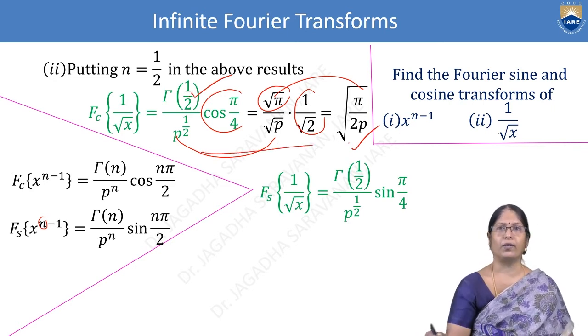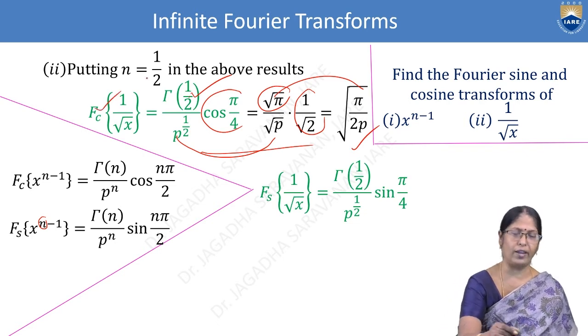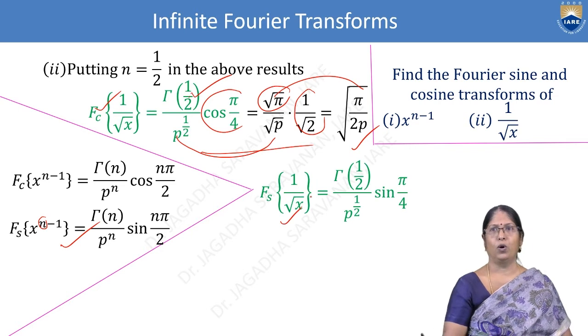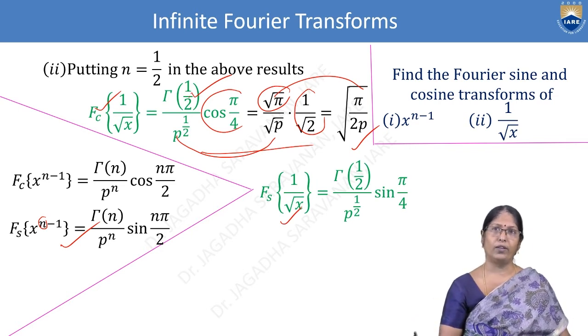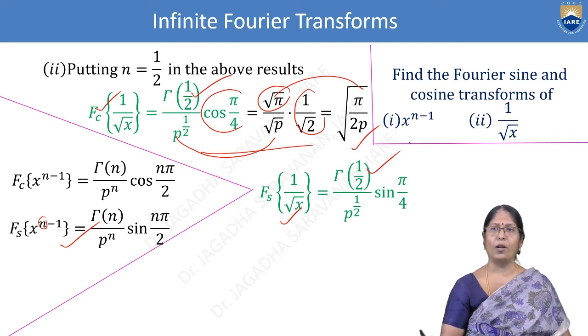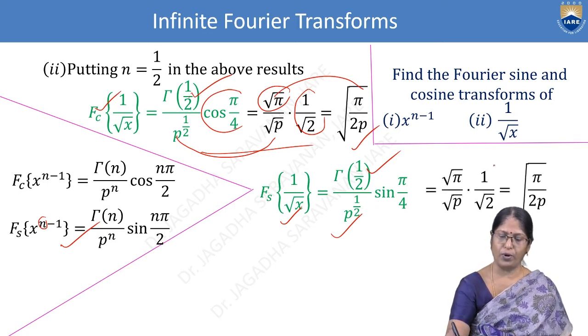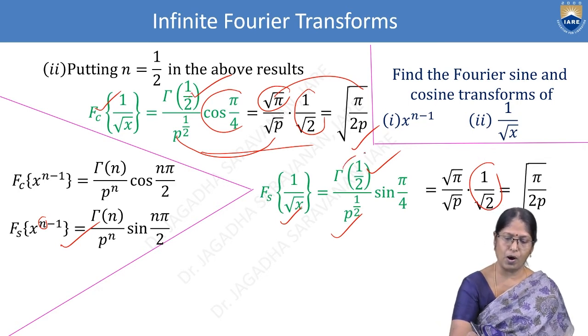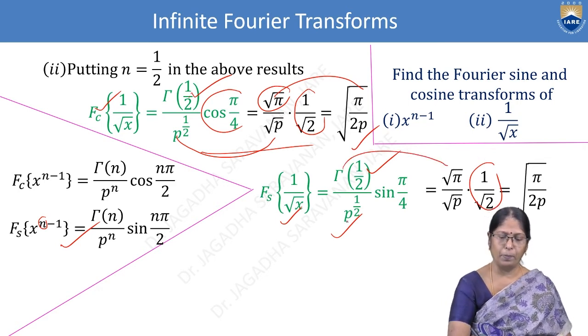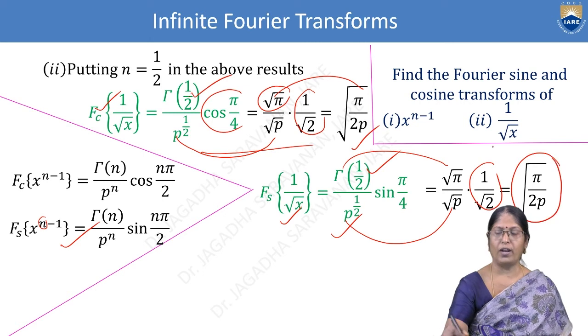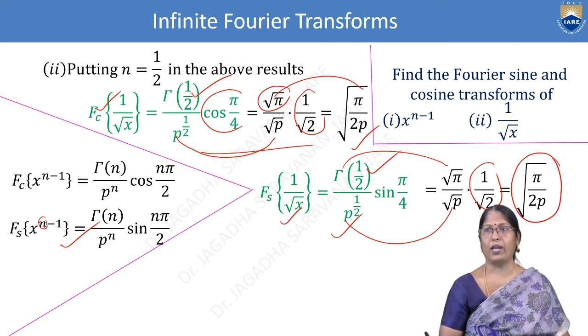The treatment we have given for Fourier cosine, in a similar way we have done for Fourier sine also. So Fs of 1 by root x equals gamma of 1 by 2 by p power 1 by 2 into sine 45. Sine 45 we know is 1 by root 2. Gamma of 1 by 2 equals root 2 pi. P power 1 by 2 is root p. In total we are getting root of pi by 2p.